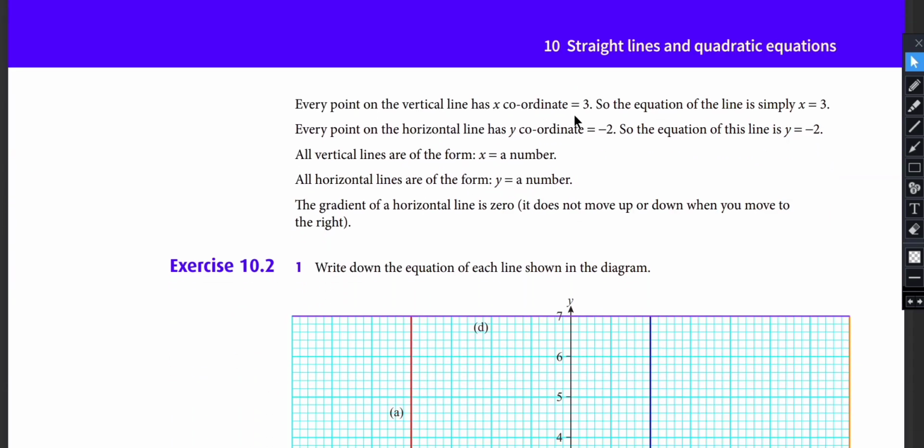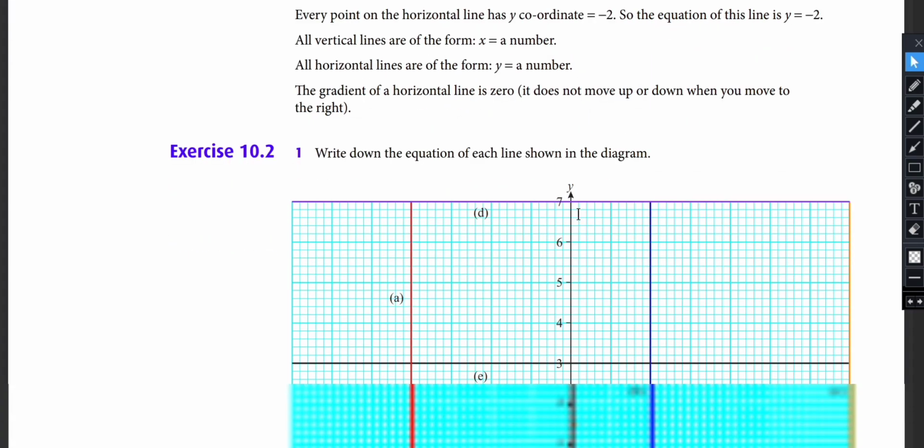Okay. So the gradient of the horizontal line is 0. It does not move up and down when you move to the right. So this is a very important point. The gradient of a horizontal line is 0, and the gradient of a vertical line is infinity. You just need to remember this as a fact.